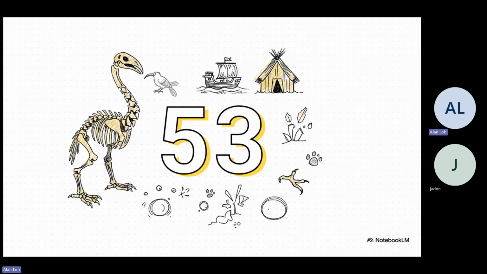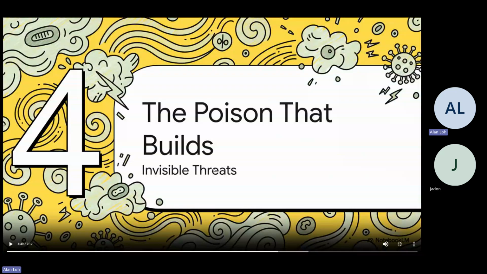Okay, so a stoat is a pretty visible threat, right? You can see it coming. But sometimes the deadliest... Okay, this is also pretty clear.